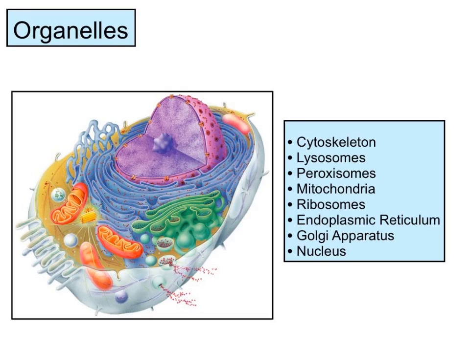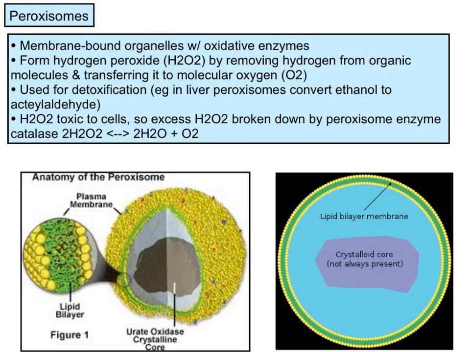Next, we have our peroxisomes. Peroxisomes are fairly similar to our lysosomes, except that the enzymes bound within this particular organelle are going to be oxidative in nature. So we say that they're oxidative enzymes. These peroxisomes form hydrogen peroxide, H2O2, by removing hydrogen from various organic molecules and transferring it to molecular oxygen. Peroxisomes are used for detoxification. A good example is in our liver, where peroxisomes convert ethanol to acetaldehyde.